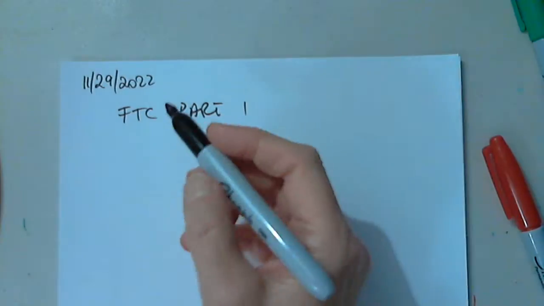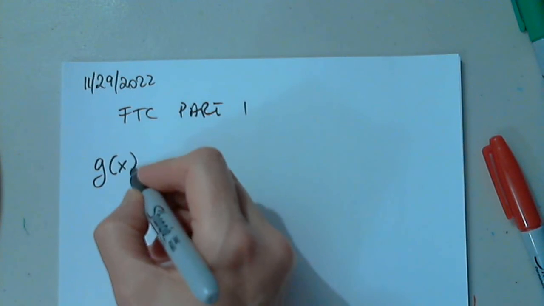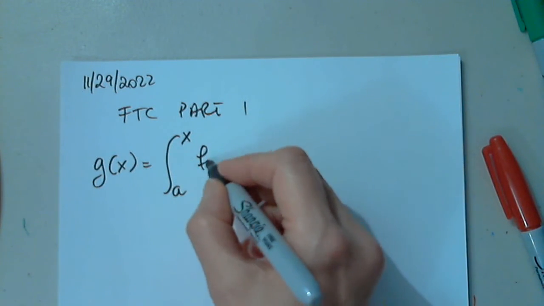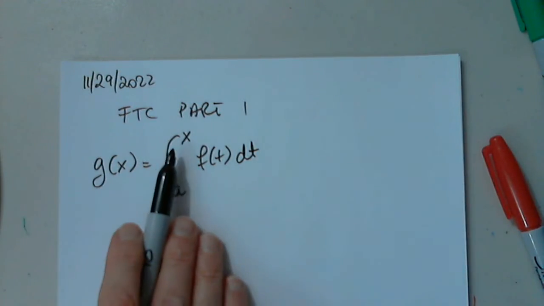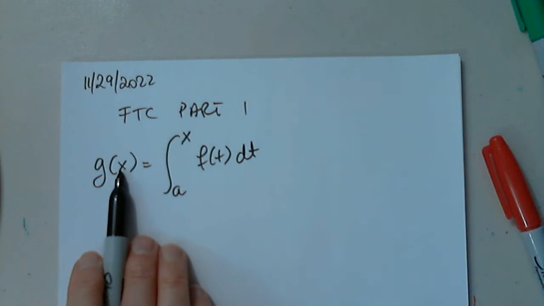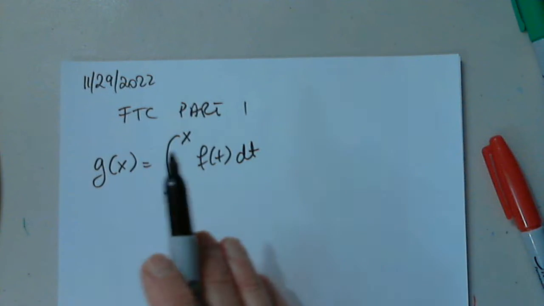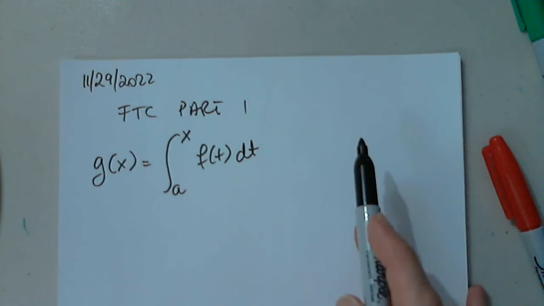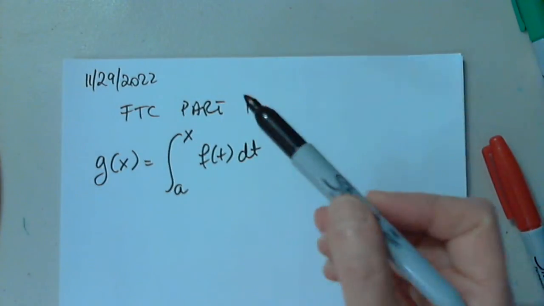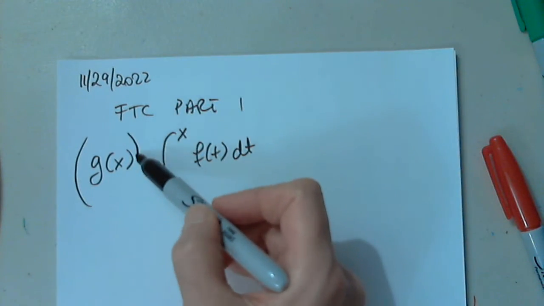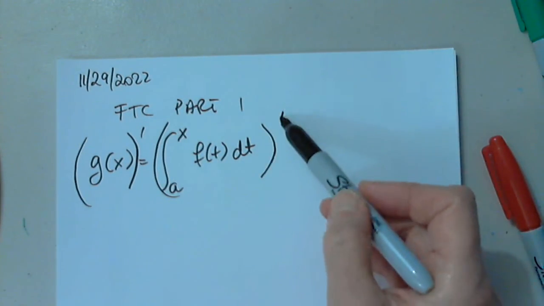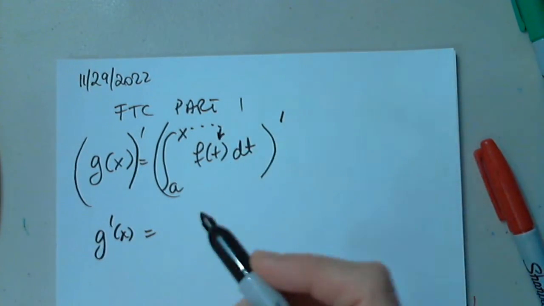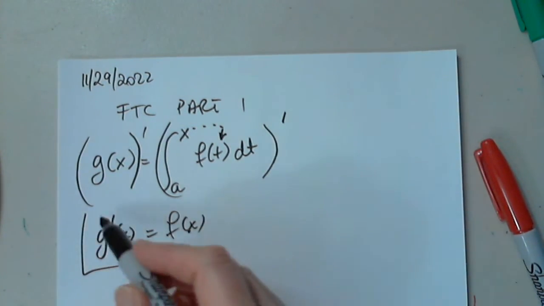And for FTC part 1, we said if we are given a function in the form of an integral from a to x of f of t dt. So notice that if I have x here, which is the independent variable, I cannot have f of x and dx here. Part 1 only says that if you differentiate this side and differentiate this side, your answer will be that g prime of x equals f of x. That's all it says.